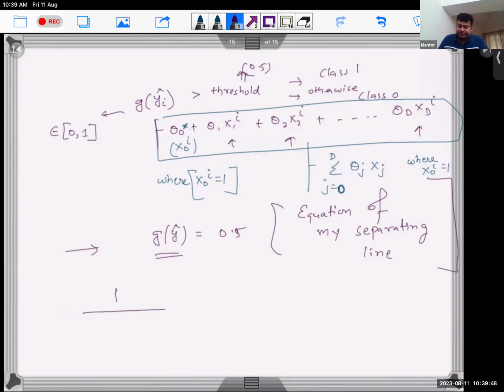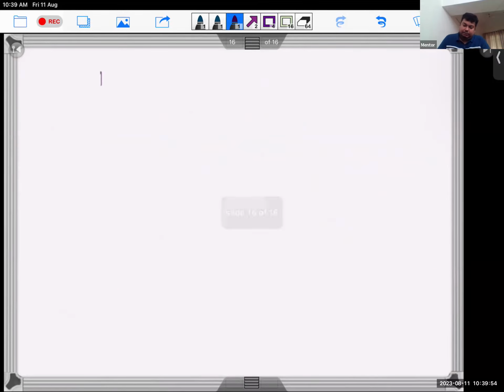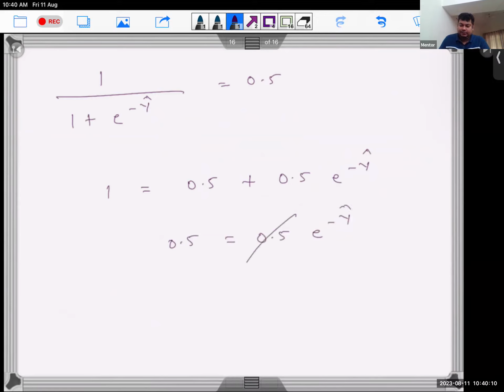So this is 1 by 1 plus e to the power of minus y hat equal to 0.5. So 1 equals 0.5 plus 0.5 into e to the power of minus y hat. Take this 0.5 to the other side. So you get this, cancel it out.